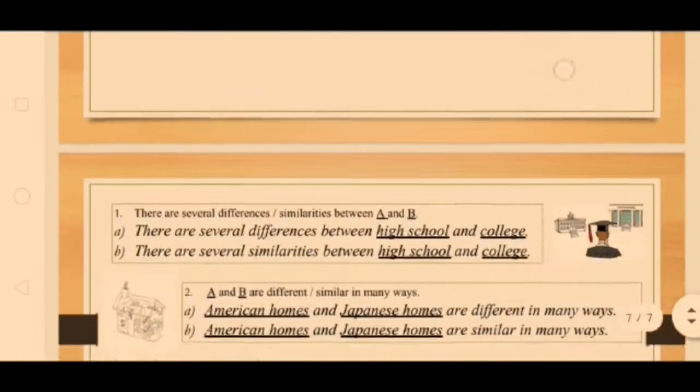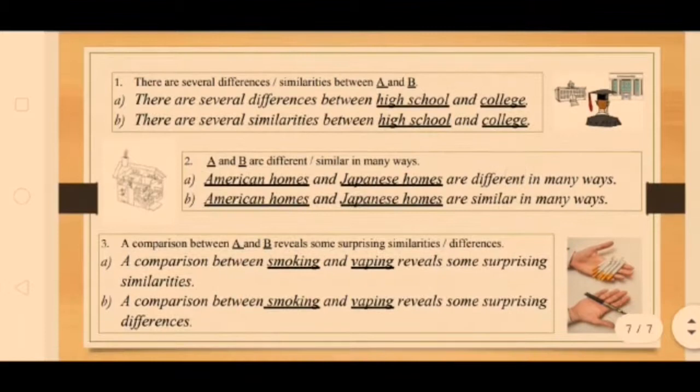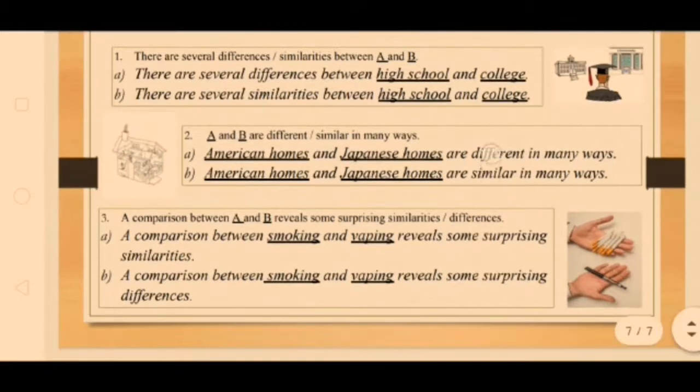Topic sentence pattern. This is different from how to start the sentence. Example 1: there are several differences or similarities between high school and college. Example 2: American homes and Japanese homes are different in many ways. Example 3: a comparison between A and B was somewhat surprising.